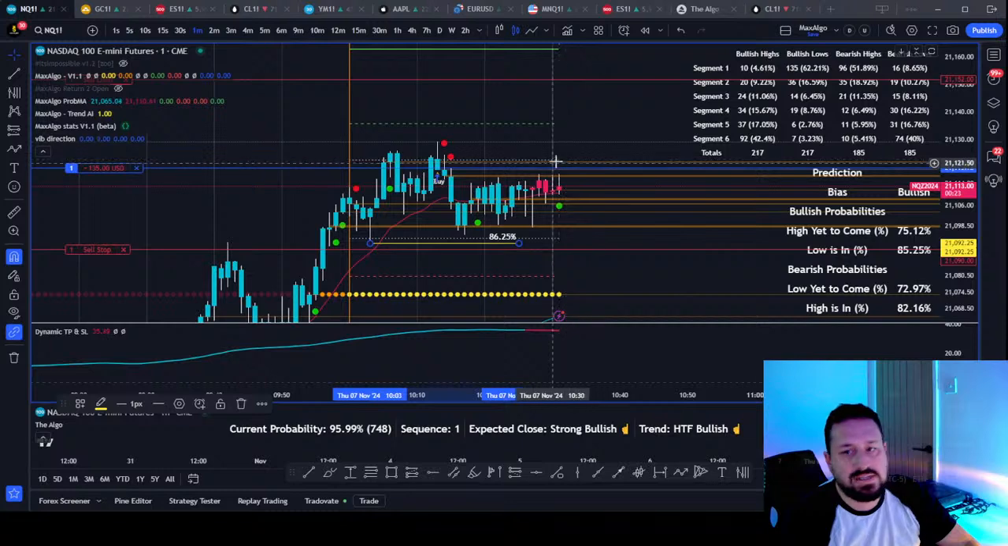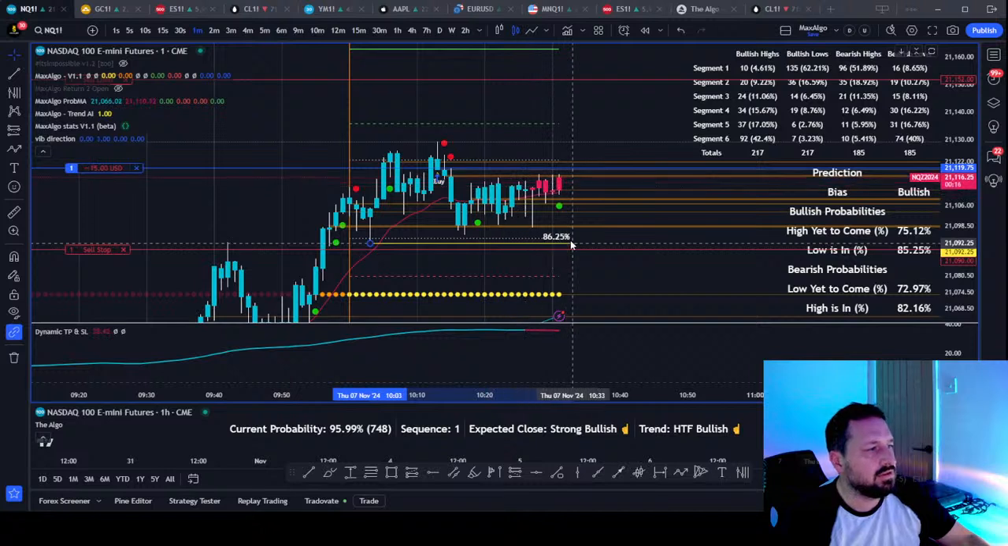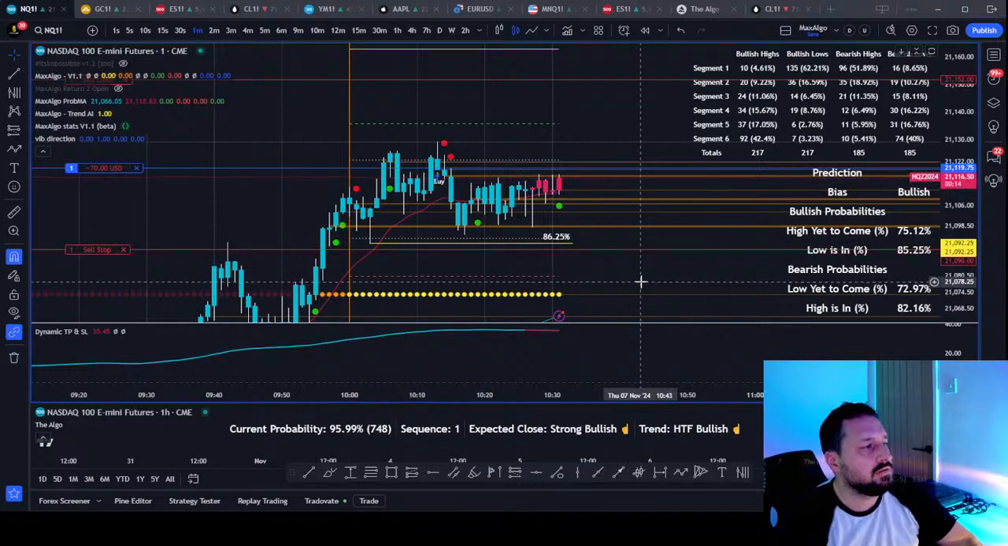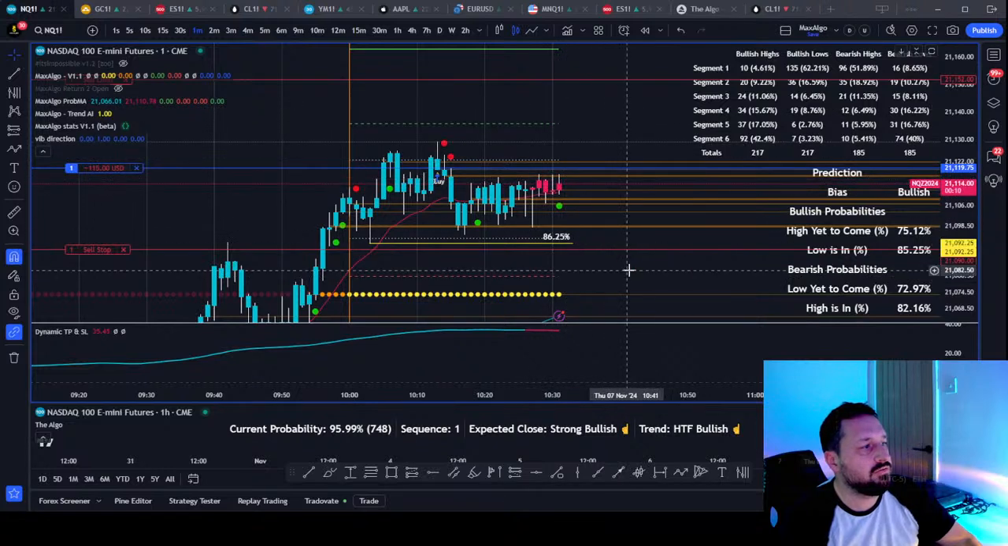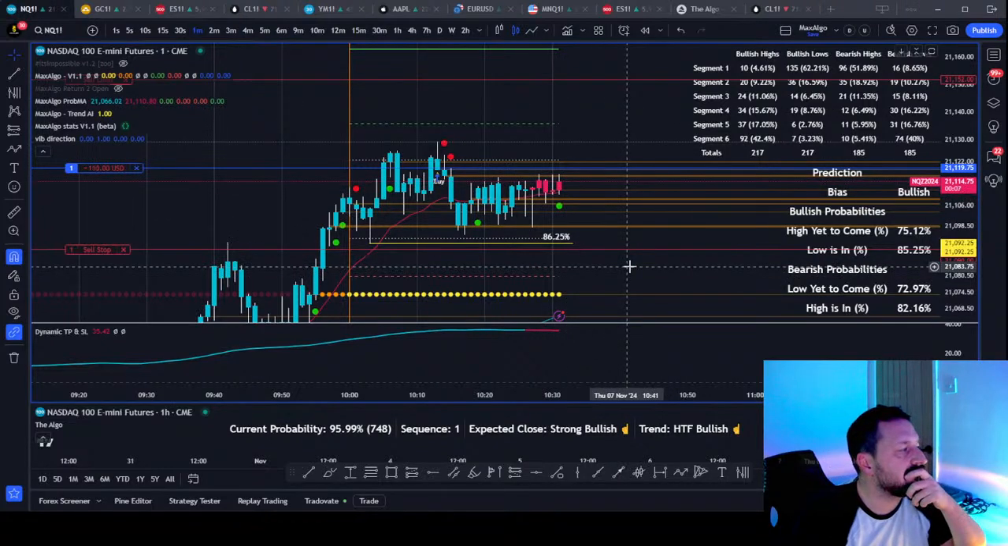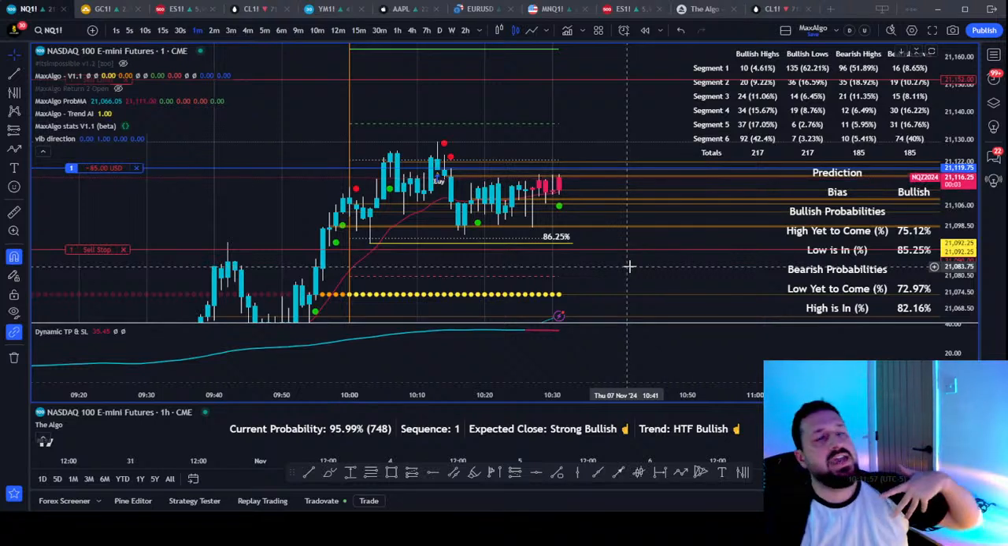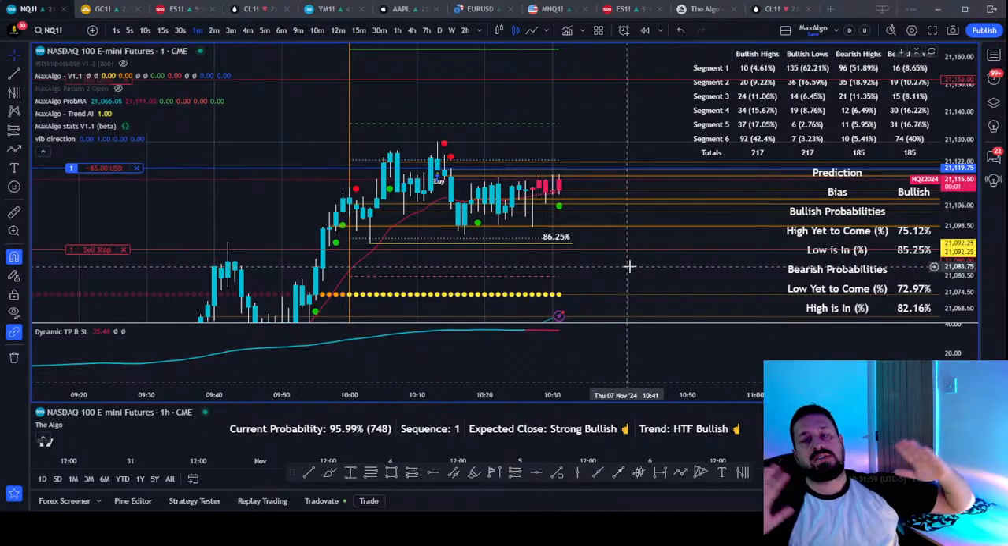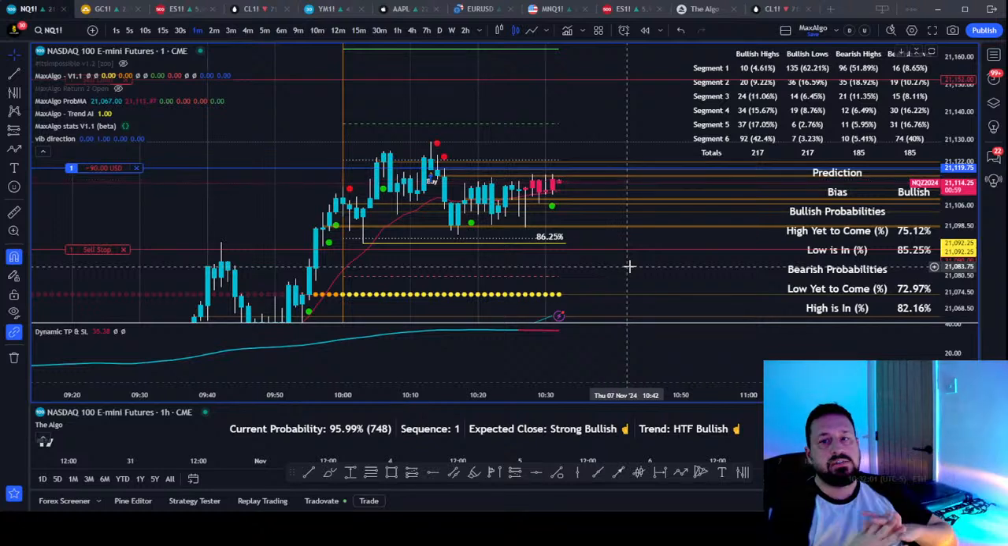We need to get above these. We need to break through. Obviously, as time goes on, our probability goes up. But we need to still break through. We are starting to head into those last two segments, where sometimes we can get that movement of price, but it's not looking good.